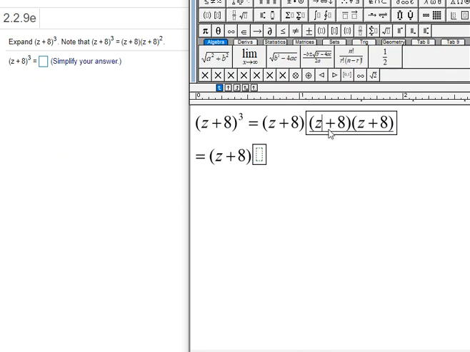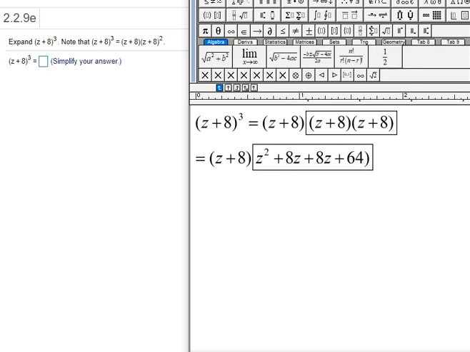We're going to take the first z and multiply it by both parts of the second parenthesis. So z times z is z squared, and then z times 8 is plus 8z. That finishes z's job. Z has been multiplied by both z and 8. Now we move on to 8. We take the 8 and multiply by both parts of the parenthesis. So 8 times z is plus 8z, and then 8 times 8 is 64.